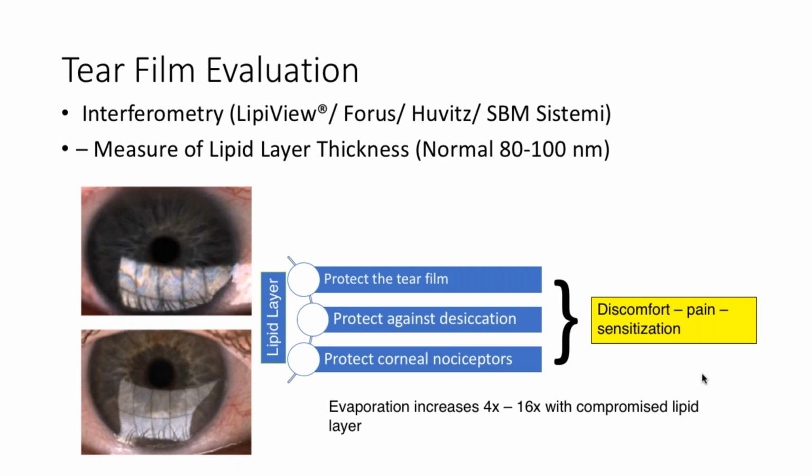Again, a lipid layer too thin can also lead to evaporative issues. Too thick could also lead to complications. So you need to have an average thickness. The normal thickness is anything between 80 to 100 microns for a normal lipid layer.